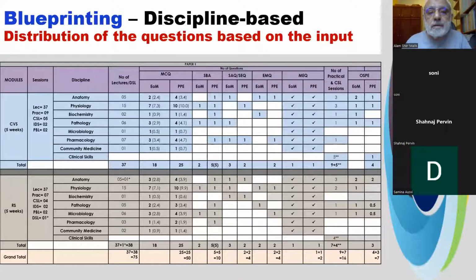And these questions can be further spread based on the type of question, for example, multiple choice questions, single best answer questions, structured essay questions, extended matching questions, or modified essay questions. Whereas the practical component, our clinical skill sessions, are assessed using OSPE or OSCE. You can see here that these questions are divided into end of module assessment as well as professional examination. This means that once we have identified the number of items to be tested, they can be spread over different timings and different opportunities of assessment. So this is discipline-based blueprinting.